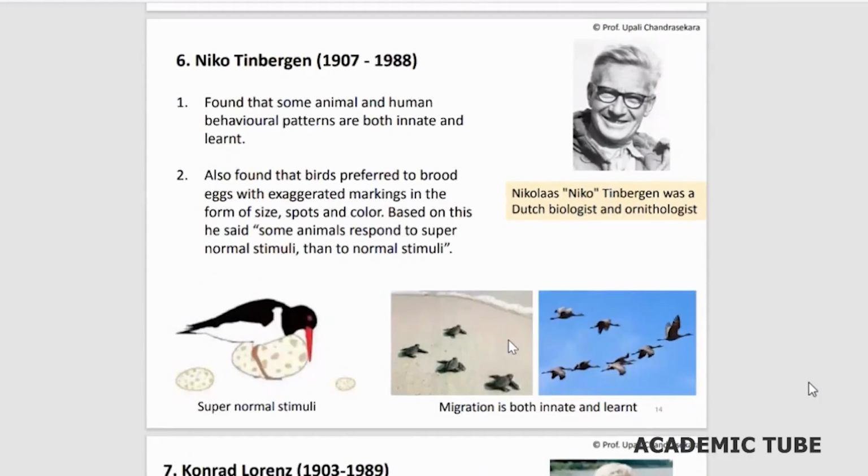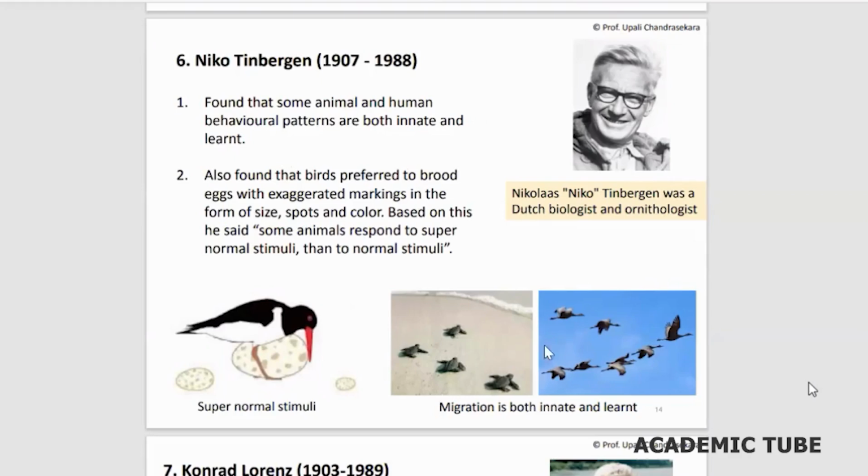He contributed that some animal and human behavioral patterns are both innate and learned. Now, we told earlier that animal behavioral patterns are innate. He said not only innate, some animal behavioral patterns are learned as well. For example, we learn. Similarly, animals also learn, right? He said innate and learning.